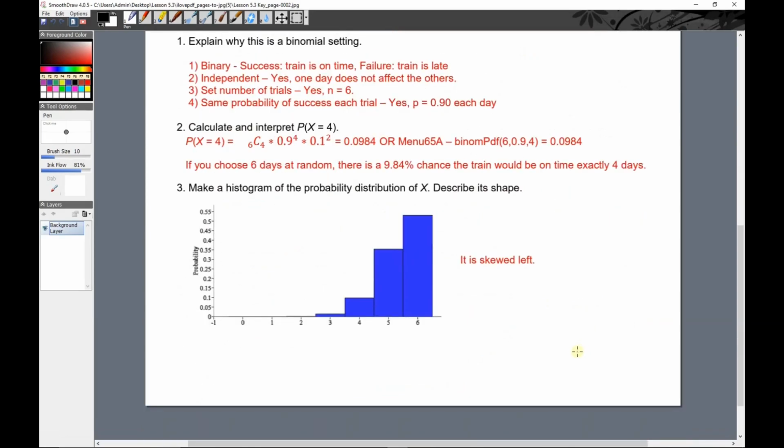All right, so make a histogram of the probability distribution of X. That's what we did. It would need to be copied here. It is skewed to the left. I believe I said I was going to show you how to do this on the Nspire. There are actually a whole lot of steps. It's kind of complicated, so I think I'm going to pass on that, and we'll just rely on the Statlet if we need to see something like this.